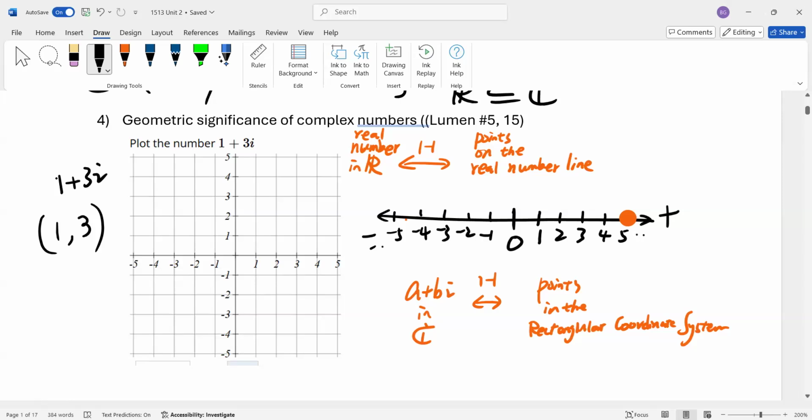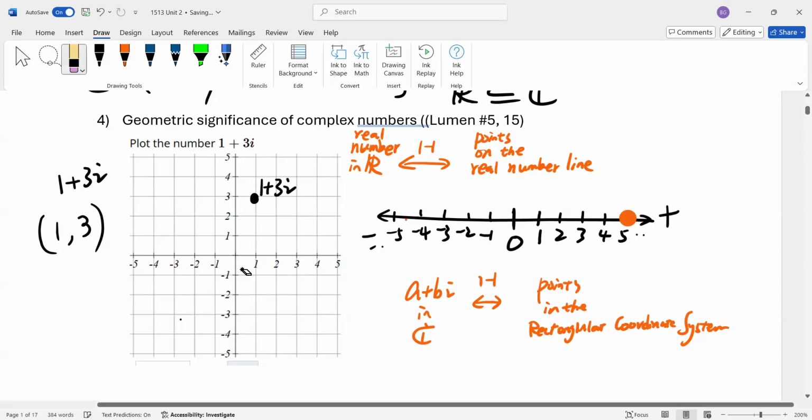It is in quadrant 1, 2, 3, 4. So since both the two components of the point are positive, it is in quadrant 1. This is the origin. So the first component is 1, so we go to the right 1 unit. The second component is 3, so go up 3 units. So this is 1 plus 3i. Okay? That black point is 1 plus 3i. So far, so good?